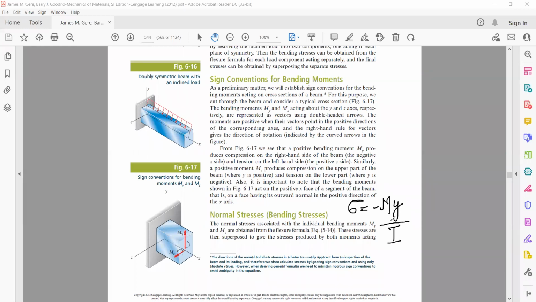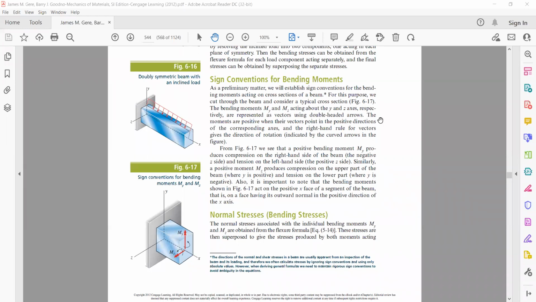Are you getting me? So now how many moments are we having? We are having two moments, My and Mz. So this bending stress will have to incorporate the effect of both the moment My and the moment Mz. Are you getting me or not? So how do we do it? There are various ways of doing this, but we do the simplest of the methods.